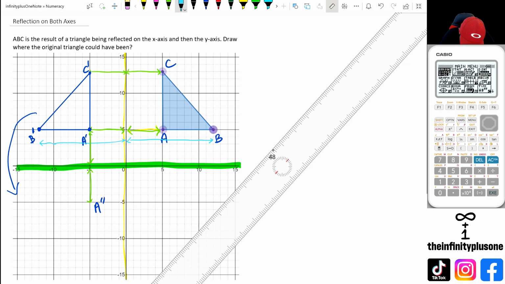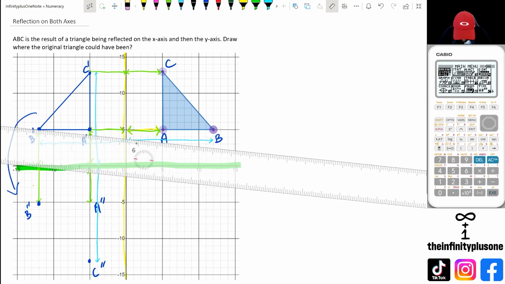And then we've got the C there, which is roughly 13 units. So because it's 13 units, C dash is going to be here. And then finally looking at B dash, which is another 5 units away from the x-axis. And that's another 5 units there. So therefore, B double dash is going to look like this.